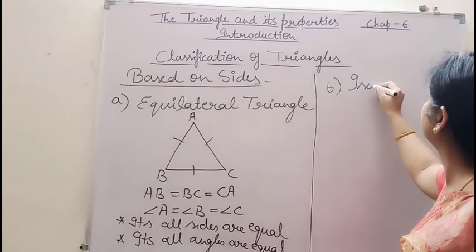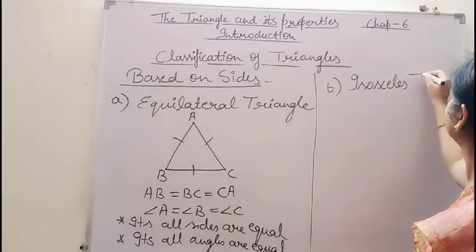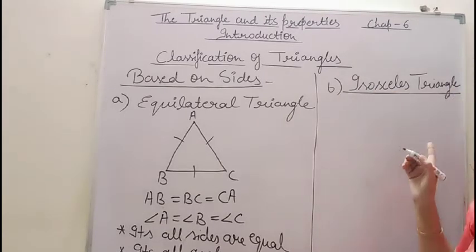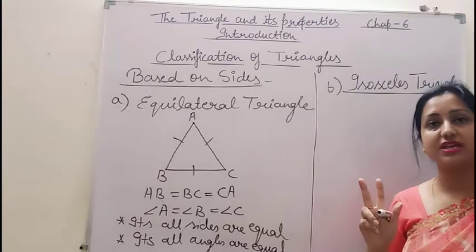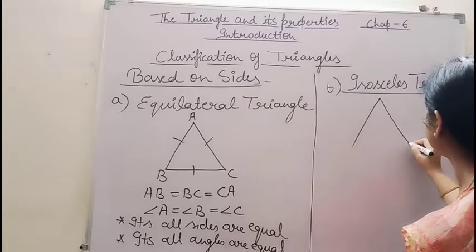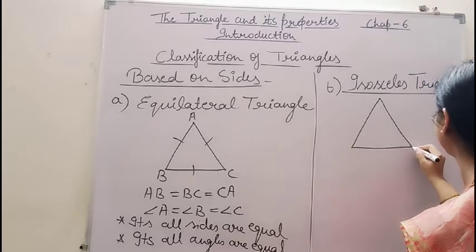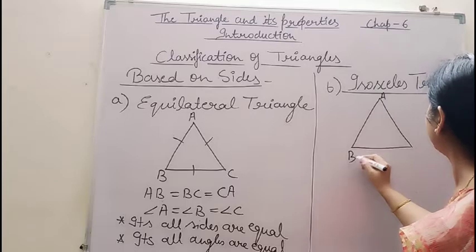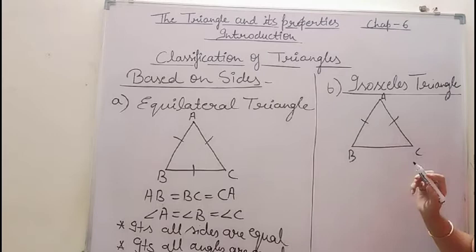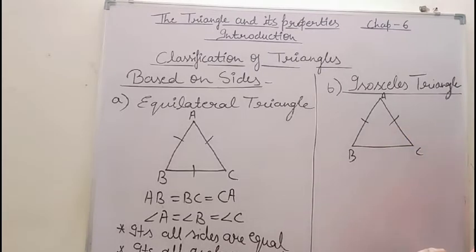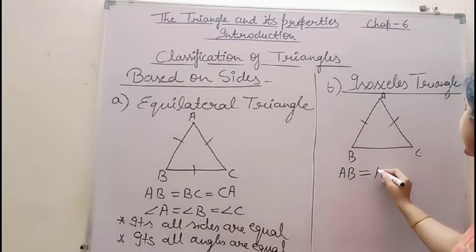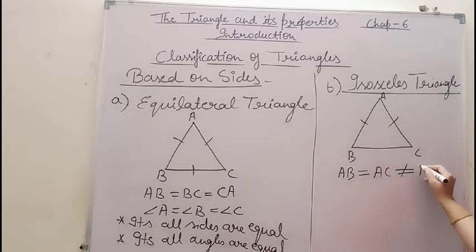Okay, next is the isosceles triangle. In an isosceles triangle, any two sides are equal. So we draw the figure of an isosceles triangle in which two sides are equal, A, B, C. In this triangle, suppose this side is equal to this side. This is the sign of equal sides. The sides AB and AC are equal, so we can write AB is equal to AC, which is not equal to BC.